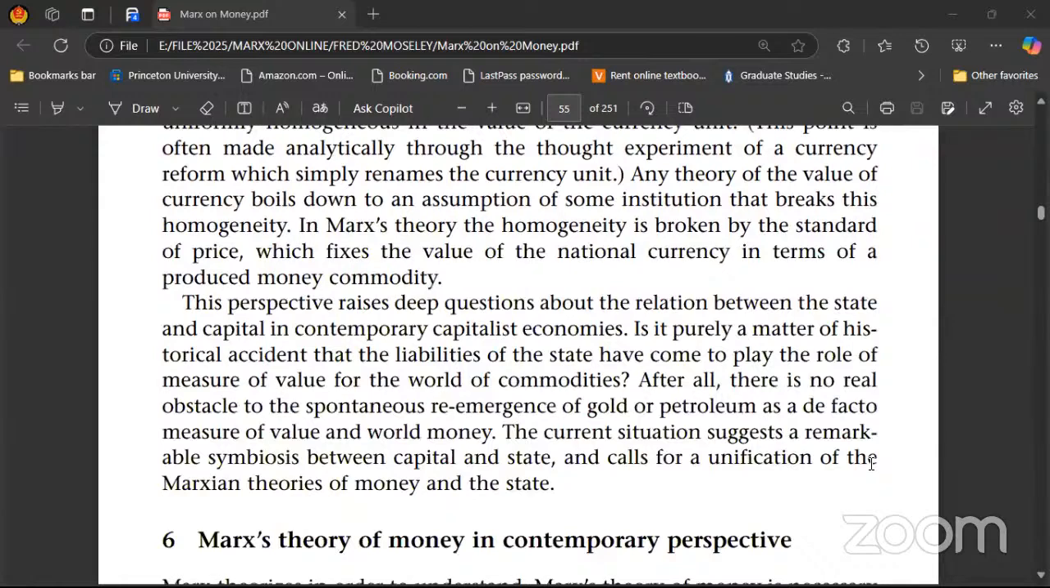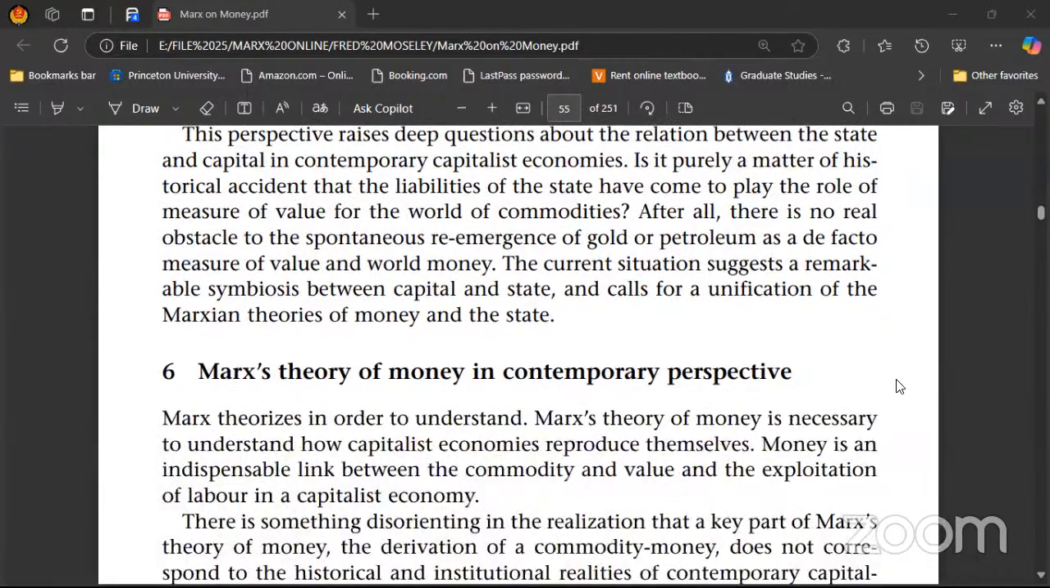Now, this perspective raises deep questions about the relationship between the state and capital in contemporary capitalist economies. Is it purely a matter of historical accident that the liabilities of the state have come to play the role of the measure of value in the world of commodities? After all, there is no real obstacle to the spontaneous reemergence of gold or petroleum as a de facto measure of value and world money. Lord knows they've tried. The current situation suggests a remarkable symbiosis between capital and state, and calls for, yes, a unification of the Marxian theories of money and the state.